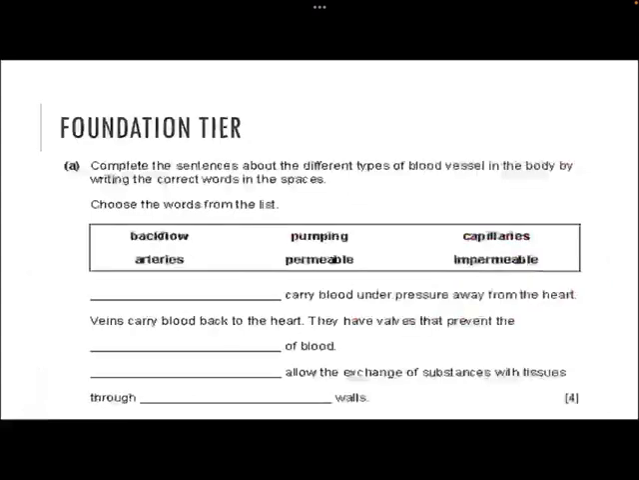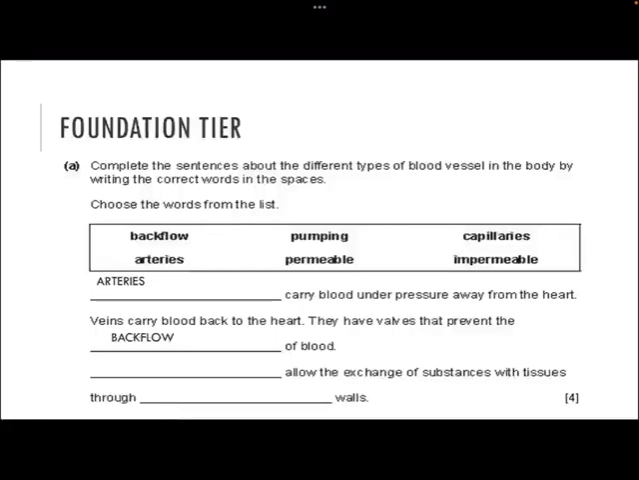So let's look at some questions. This is a foundation question. Complete the sentences about the different types of blood vessel in the body by writing in the correct word in the spaces, and you're choosing from the words backflow, pumping, capillaries, arteries, permeable and impermeable. What carries blood under pressure away from the heart? Arteries carry blood away from the heart. Veins carry blood back to the heart. They have valves to prevent the backflow of blood.